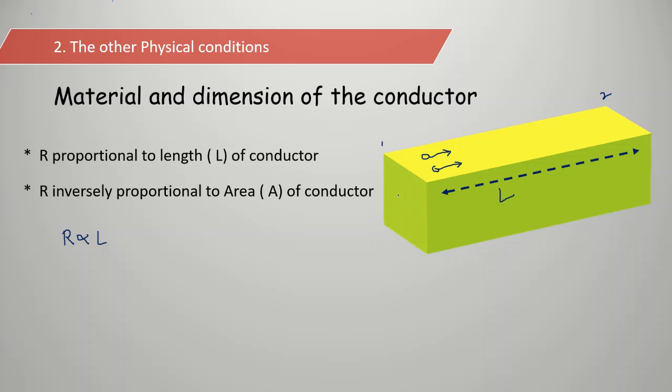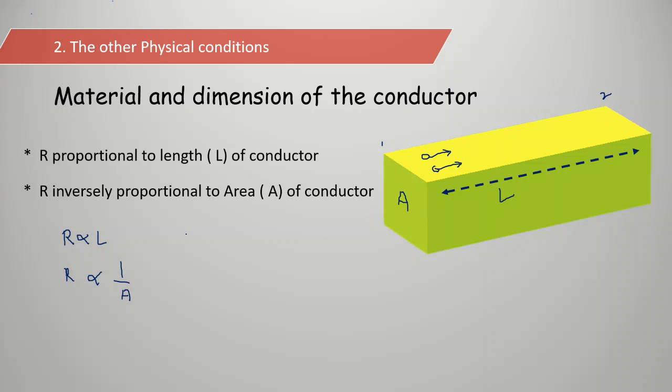Now, resistance is inversely proportional to the cross-sectional area of this slab. So R is inversely proportional to area. When electrons are traveling from point 1 to point 2, they are not alone, but there are a huge number of electrons. As the cross-sectional area of the slab increases, it is much easier for the electrons to have less collision among themselves and travel from point 1 to point 2 easily. And thus with increase of area, resistance decreases.